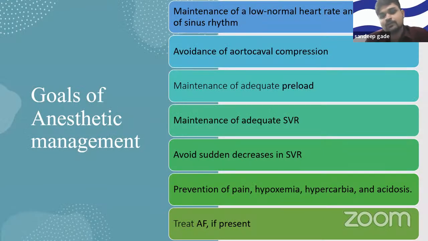Irrespective of the choice of anesthesia, once the patient is planned for cesarean section, there are certain goals of anesthetic management that have to be followed in patients with mitral stenosis. The goals are maintenance of low normal heart rate and preservation of sinus rhythm, avoidance of aortocaval compression, maintenance of adequate preload, maintenance of adequate systemic vascular resistance, avoiding sudden decreases in systemic vascular resistance, and prevention of pain, hypoxemia, hypercarbia, and acidosis, which will increase the pulmonary artery pressures. Also, treat atrial fibrillation if present.